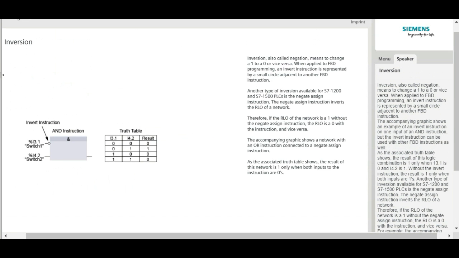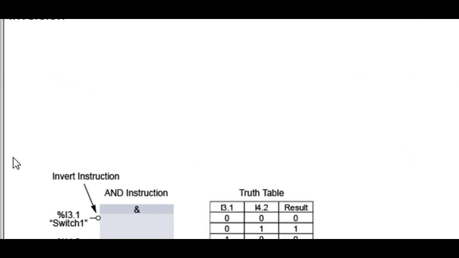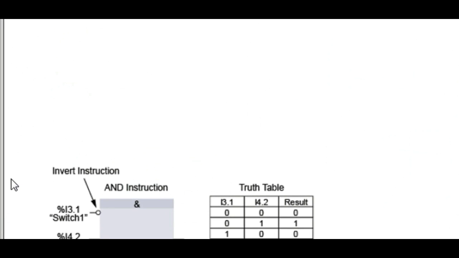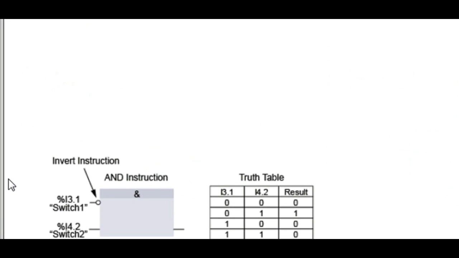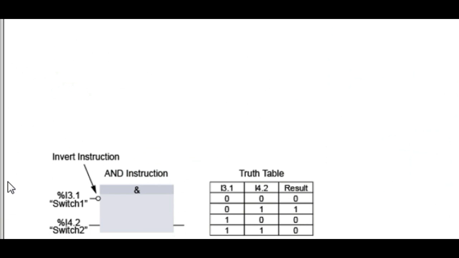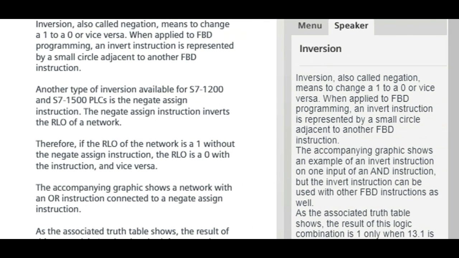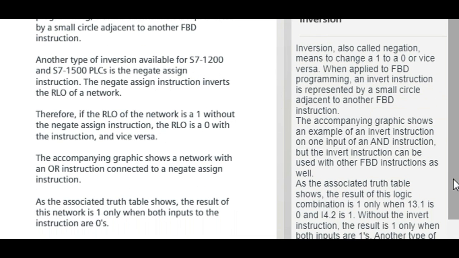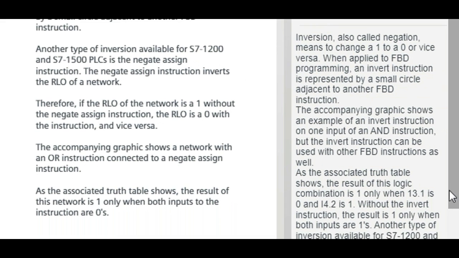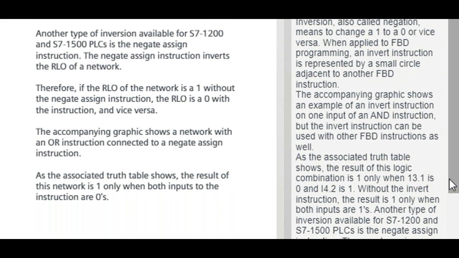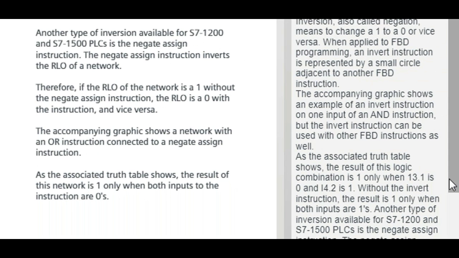Inversion, also called negation, means to change a 1 to a 0 or vice versa. When applied to FBD programming, an invert instruction is represented by a small circle adjacent to another FBD instruction. The accompanying graphic shows an example of an invert instruction on one input of an AND instruction, but the invert instruction can be used with other FBD instructions as well.